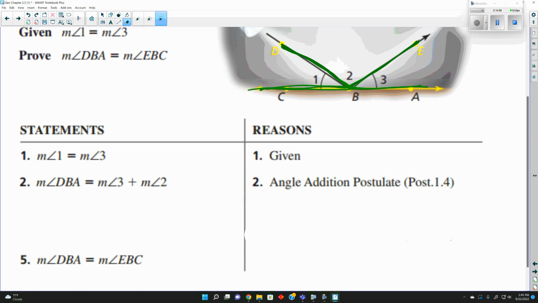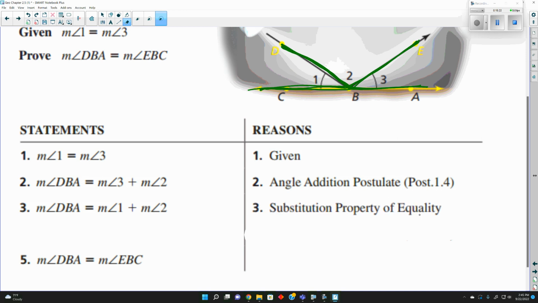So what can we do? Well, we know 1 is equal to 3, so we can replace 3 with 1. Because we can say that the measure of angle DBA is equal to the measure of angle 1 plus the measure of angle 2. Any questions on this so far? Substitution, property of equality. Now, substitution and transitive, the main difference between the two is substitution, we're substituting one value in. Transitive, we're connecting 2 equations together. Any questions on this so far?